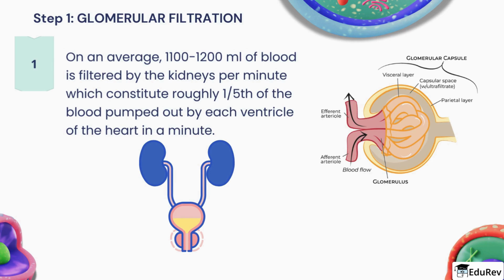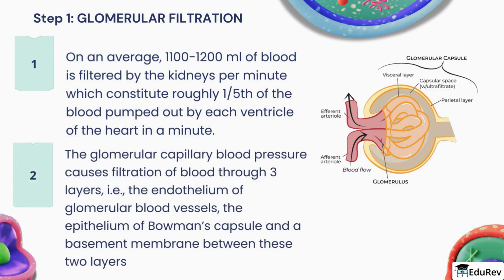On average, 1,100 to 1,200 milliliters of blood is filtered by the kidneys per minute, which constitutes roughly 1/5 of the blood pumped out by each ventricle of the heart in a minute. The glomerular capillary blood pressure causes filtration of blood through three layers, which are the endothelium of glomerular blood vessels, the epithelium of Bowman's capsule, and a basement membrane between these two layers.